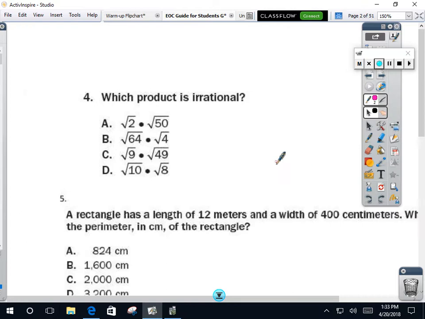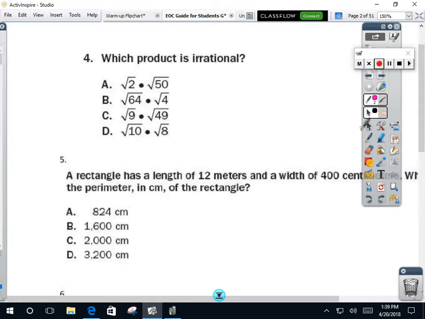All right, number 4. Which product is irrational? So this time we're looking for the one that will not become a fraction. Okay, Naya? Number 4. Okay, Naya, which one is irrational? D is correct. Okay, look. You don't have to do it the way I'm about to do it.